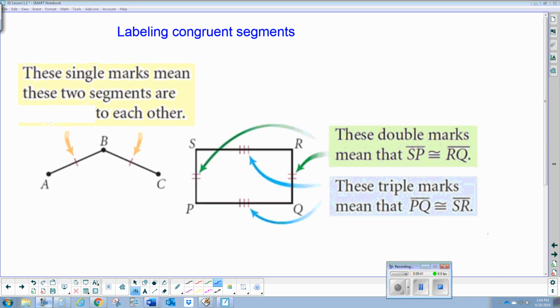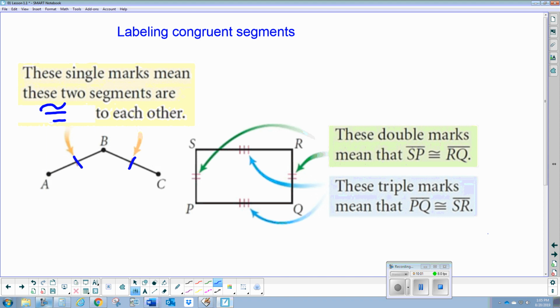When we're marking a diagram, we use these little tick marks, they're called. And the one single tick mark in between each segment means that those 2 segments are congruent to each other.